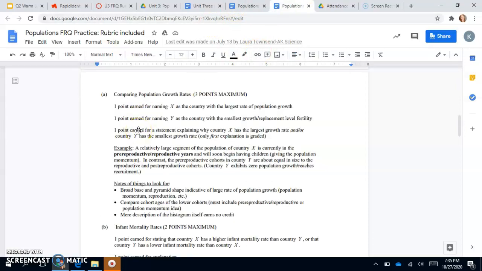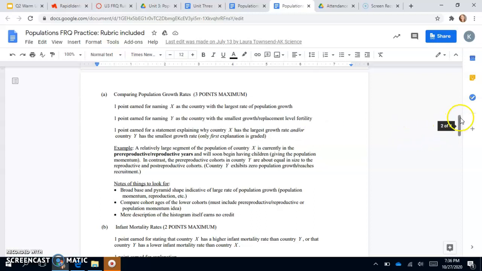And then you can get 1 point for explaining why country X has the largest growth and or why Y has the smallest growth. You only need one explanation. So just like when they grade the things that you list, they'll only grade the first explanation first. So this is an example, but generally your explanation should include something like this. So it says a relatively large segment of the population of country X is currently in their pre-reproductive or reproductive years and will soon begin having children. In contrast, the pre-reproductive cohorts in country Y are about equal in size to the reproductive and post-reproductive cohorts.